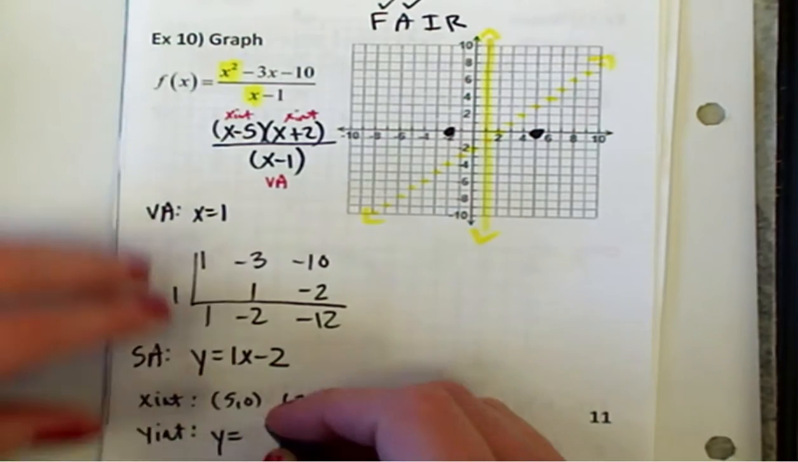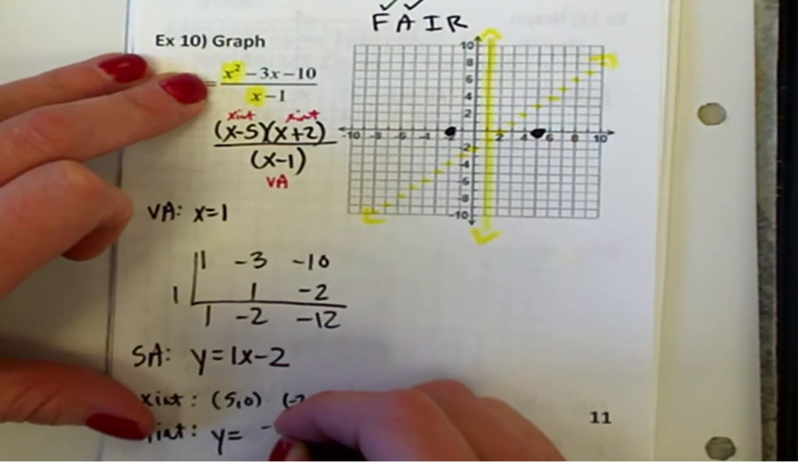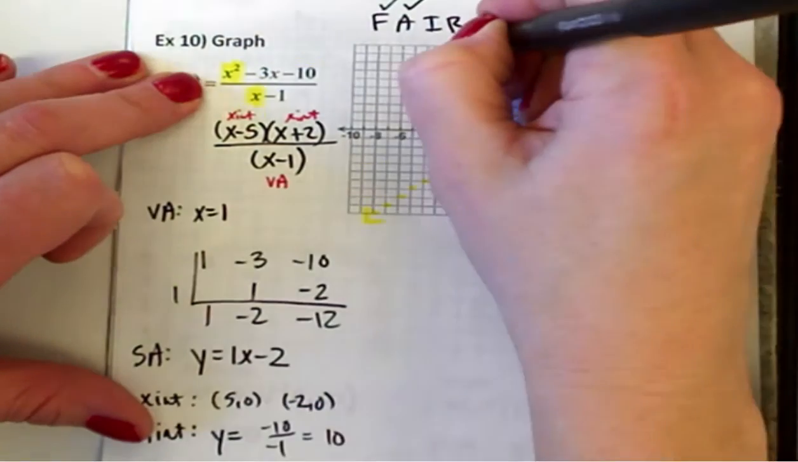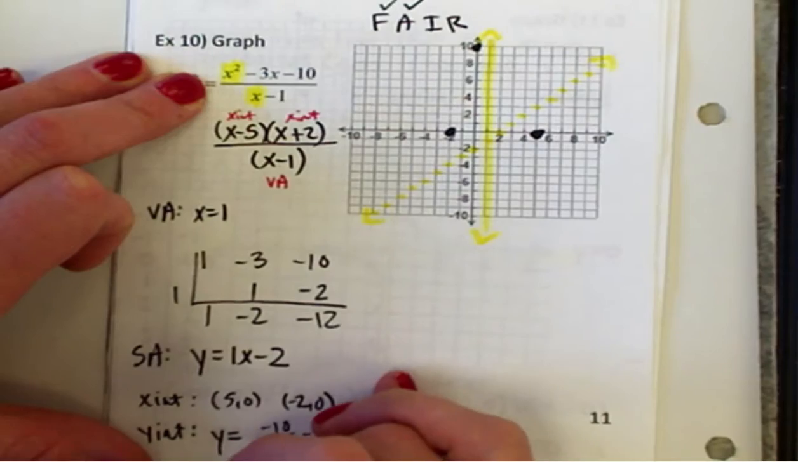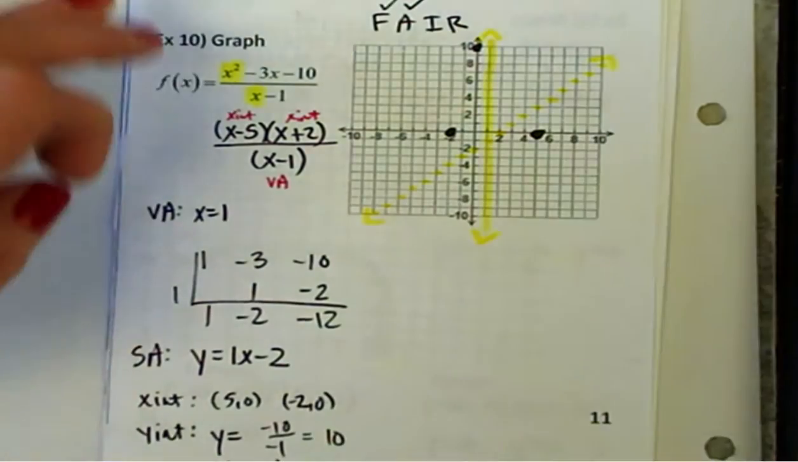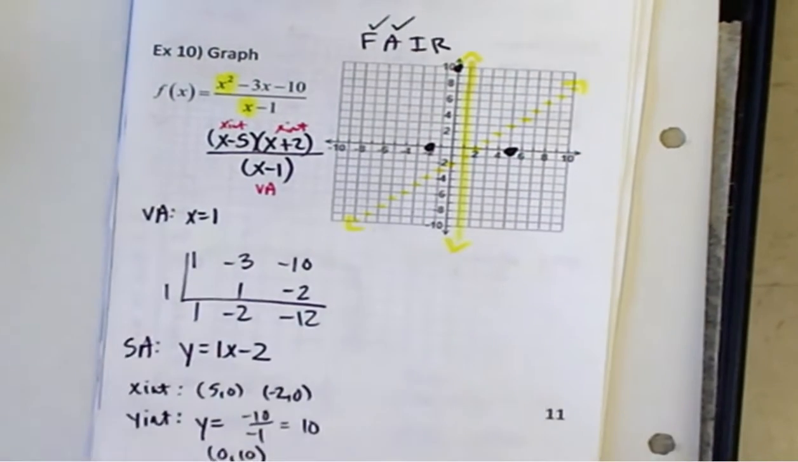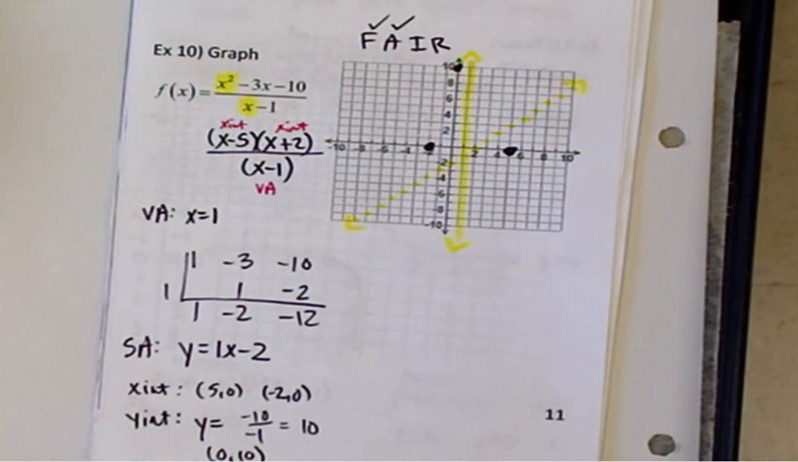Y-intercept is -10 over -1, so positive 10. So that's 0, 10. Okay. Regions. Where do you draw the graph? Well, okay. I know what I need. Hold on. It's right here.